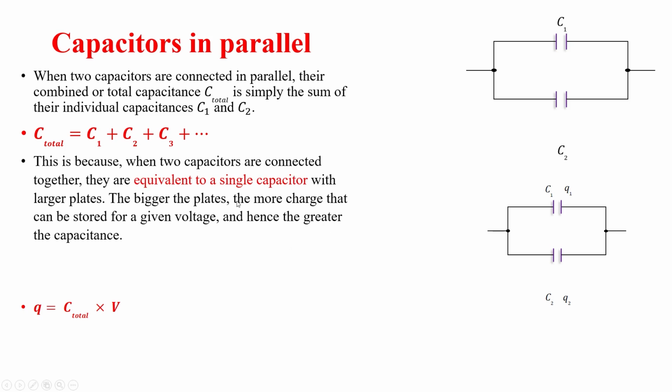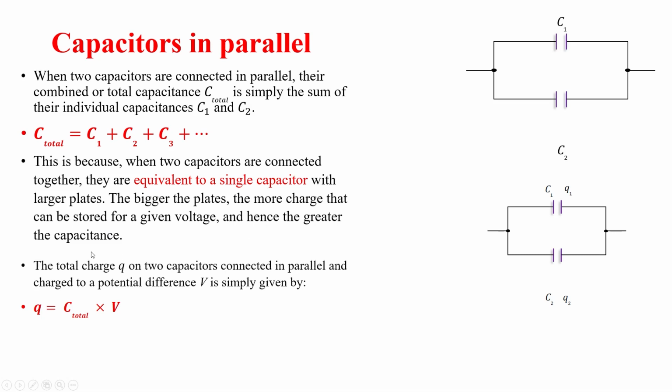This is because when two capacitors are connected together in parallel, they are equivalent to a single capacitor with larger plates. The bigger the plates, the more charge they can store for a given voltage, and hence the greater the capacitance. The total charge on two capacitors connected in parallel and charged to a potential difference is given by this equation: the charge is equal to the total capacitance multiplied by the voltage supply. Keep in mind that in parallel combination, the voltage supplied is equal.